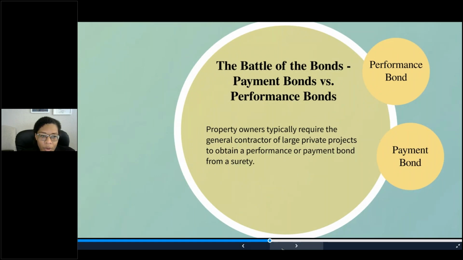Okay, so now we're going to talk a little bit about payment bonds versus performance bonds. As mentioned, property owners typically require the general contractor of larger projects to obtain performance and payment bonds from a surety. Now, the difference between the two is very important.